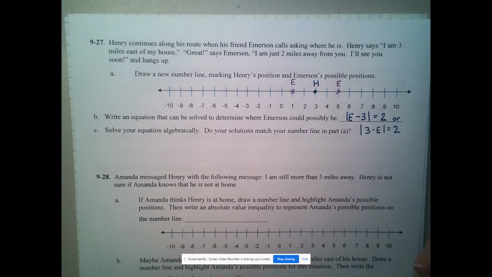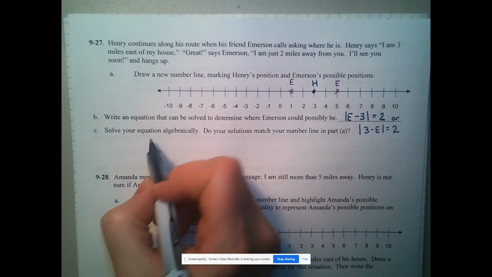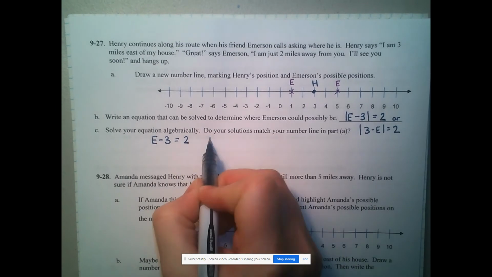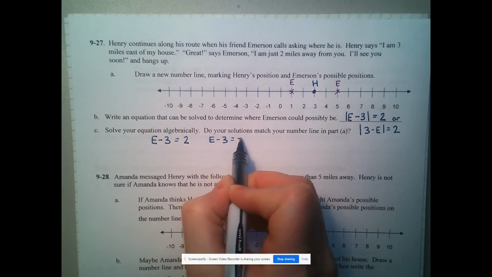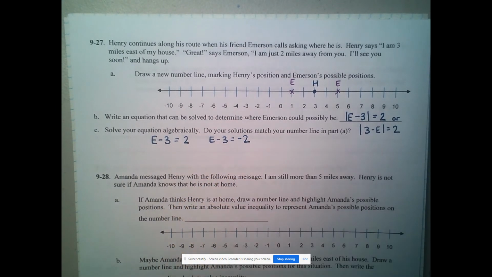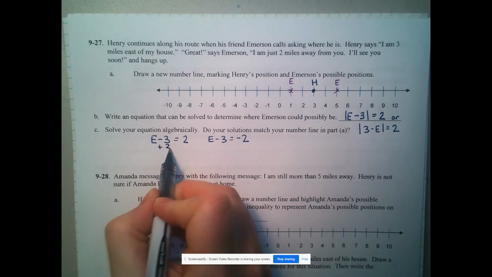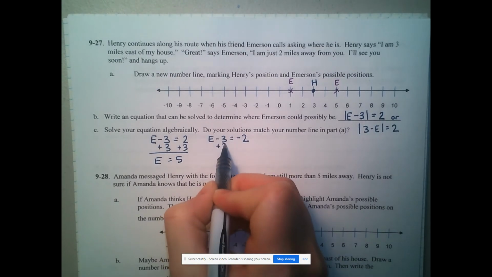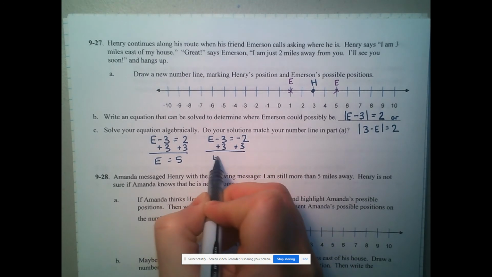Solve your equation algebraically. So if we solved, just say we solved the first one, e minus 3 could equal 2. E minus 3 could also equal -2, because the look inside method says whatever's inside those absolute value bars could be worth 2 or could be worth -2. So if I add 3 to both sides, Emerson could be at 5. And if I add 3 to both sides, Emerson could be at 1.